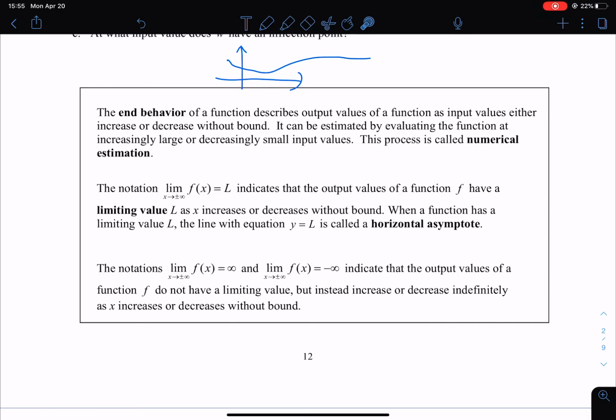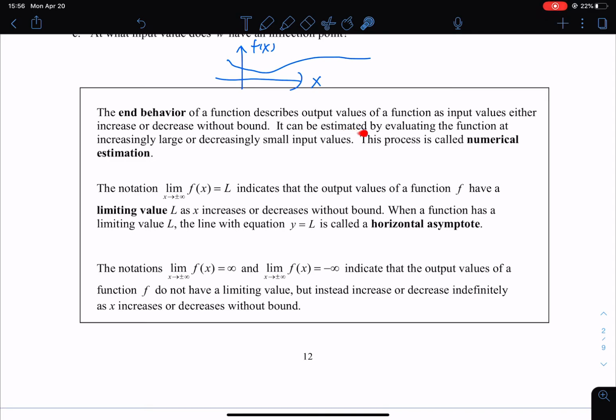End behavior of the function describes the output values of a function as the input value either increases or decreases without bound. So for example, this is x, this is f of x. This just means when x goes to positive infinity, that means x increases without bound, and similarly x decreases without bound as x goes to negative infinity. The corresponding f of x, the function value, is called the end behavior.